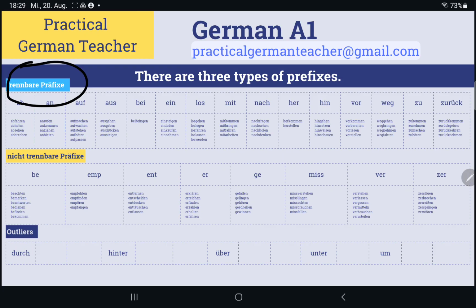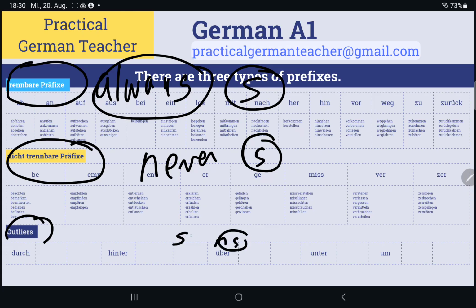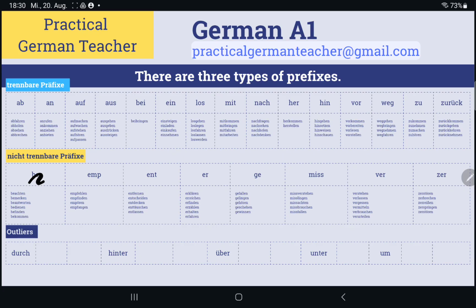So you have certain prefixes which are always separable. Then there are certain prefixes which are never separable. Then there are outliers which can be sometimes separable, sometimes not. You will only find examples of verbs with separable and non-separable prefixes. I have not given you examples of verbs with outliers. It does not really make sense. Just focus on what you can understand. Even if I give you examples, just trust me. Focus on the deterministic part.